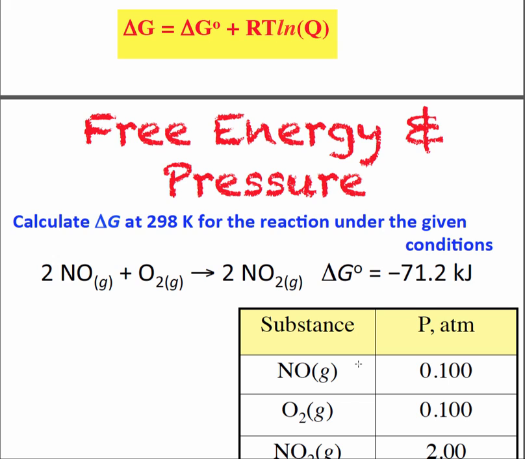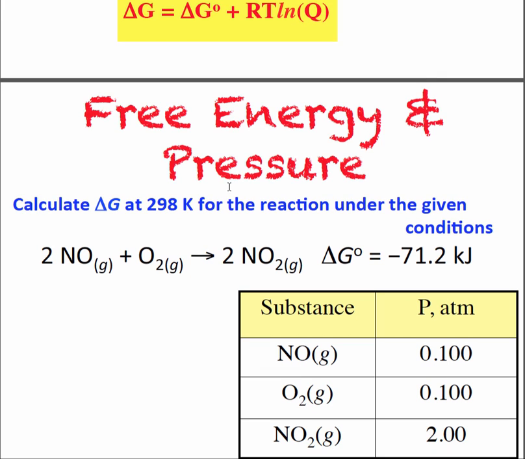So for example, if I had 1 atmosphere pressure of this gas and 1 atmosphere pressure of this gas and 1 atmosphere pressure of this gas, do you remember how to write Q? It's like this in the numerator squared and this in the denominator and this in the denominator squared. But if that's 1 and that's 1 and that's 1, it's all 1 over 1, and 1 over 1 is 1, and the natural log of 1 is 0, and RT times 0 is 0, and the free energy change is equal to the standard free energy change.